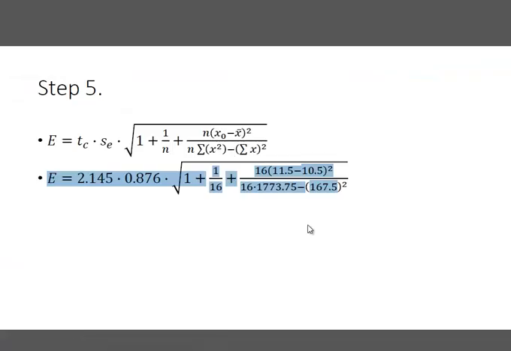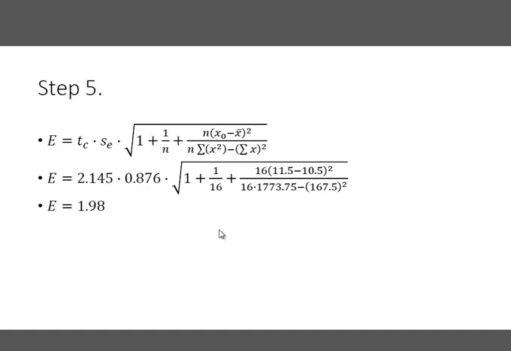Okay, I just threw it into Desmos, and this is what I am getting. Hopefully you are getting the same thing. I am getting 1.98, so that's my margin of error. So that is the end of step 5, and that's the hardest, I promise you, hardest part of these problems, okay?